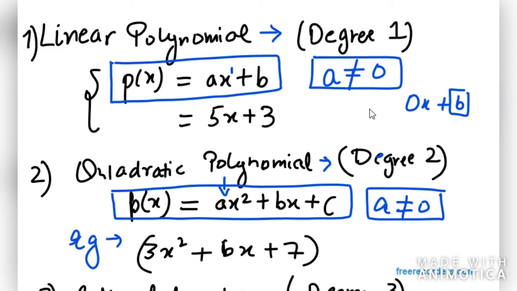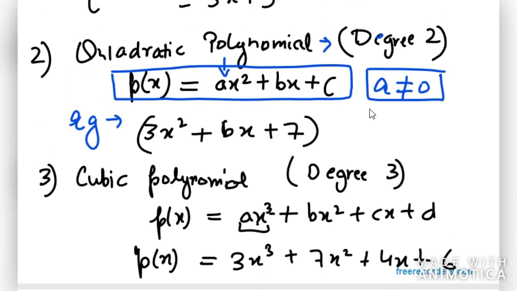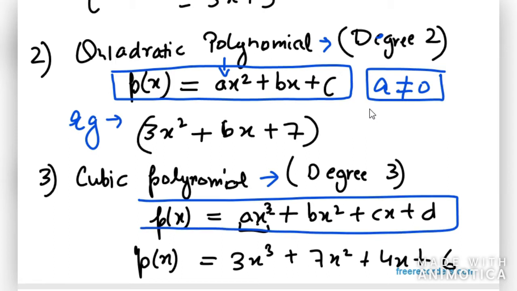Now the next is the cubic polynomial. A cubic polynomial has a degree of 3. Again in this case we cannot have a as 0. If a is 0, then this polynomial will be in a quadratic form, which is not possible. So we need some nonzero value of a to have a cubic polynomial. We can write any example under this, like 3x^3 + 7x^2 + 4x + 6.